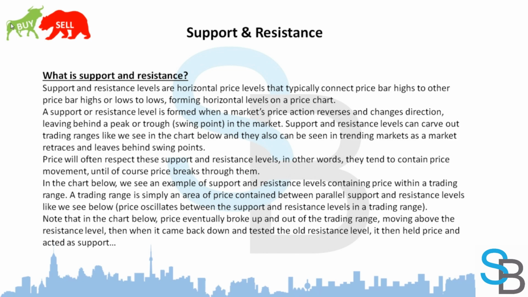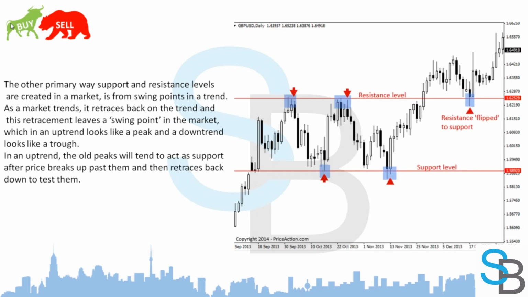A trading range is simply an area of price contained between parallel support and resistance levels. Like we see below, price oscillates between the support and resistance levels in a trading range. Note that in the chart below, price eventually broke up and out of the trading range, moving above the resistance level. Then when it came back down and tested the old resistance level, it held price and acted as a support. So this is an illustration of support and resistance.